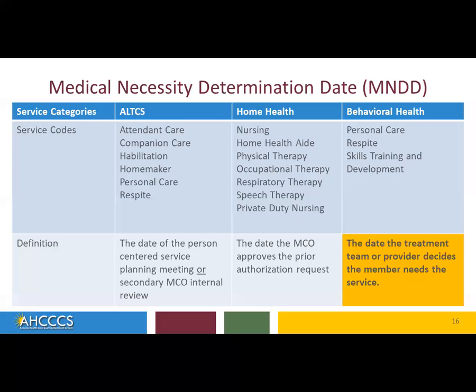For the category of behavioral health services, these generally do not require prior authorization. So again, they would necessitate the use of the service confirmation portal. And only for new services would you add the medical necessity determination date. And we've defined that date as the date the treatment team or the provider decides the member needs the service. So it could be in multiple things, including maybe an assessment or a conversation or all kinds of things that could inform that process to determine, yep, it's medically necessary for Dara to get respite, for example.